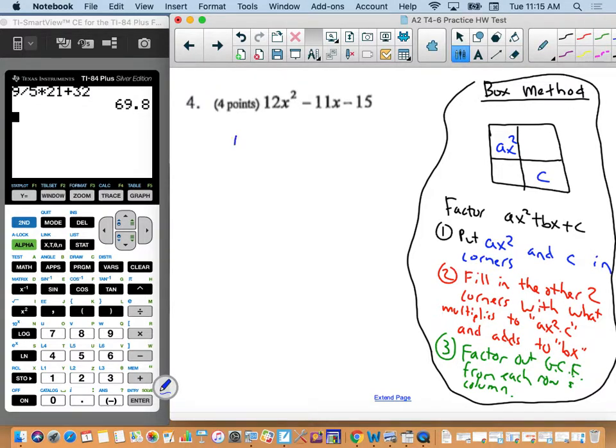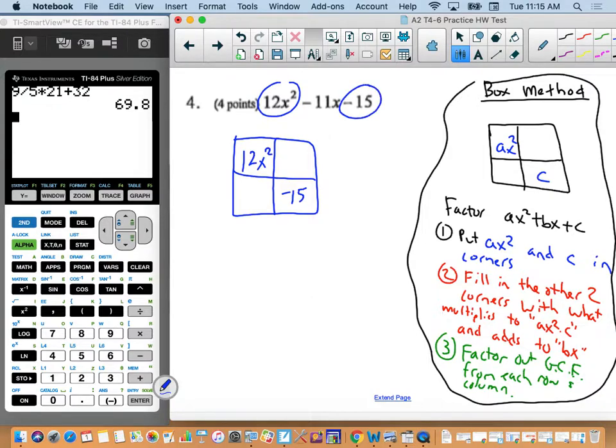So what we're going to do is follow these steps. Step 1 is we're going to fill in these 2 corners with those numbers. In step 2, we have to answer what I call the magic question, which is find 2 things that multiply to this product and add to that middle term.